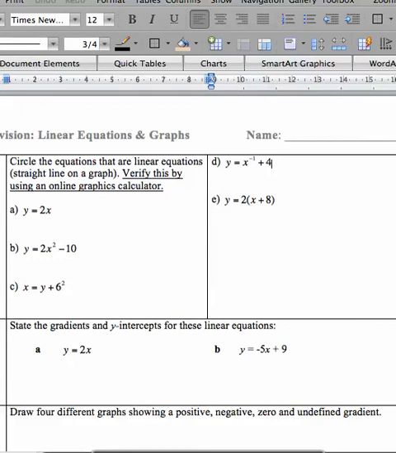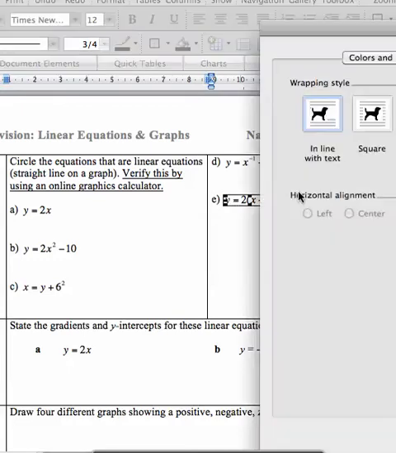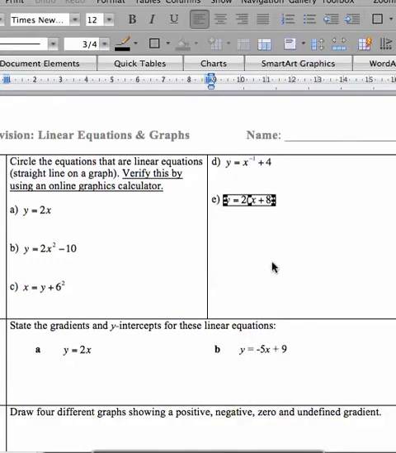And E, if I expand this, I have y equals 2x plus 16. So yes, this is also a straight line because y and x will have a power of 1. Okay, so question 1, you should have done that already.